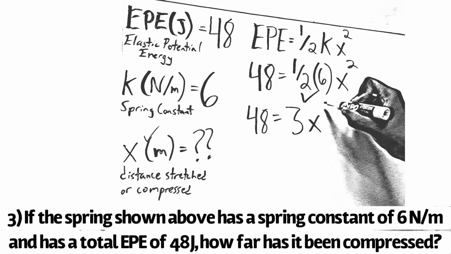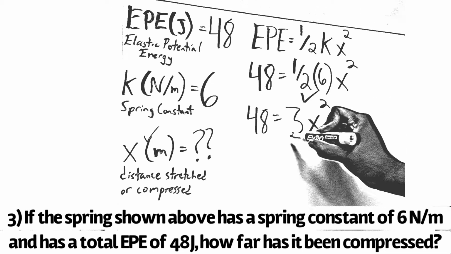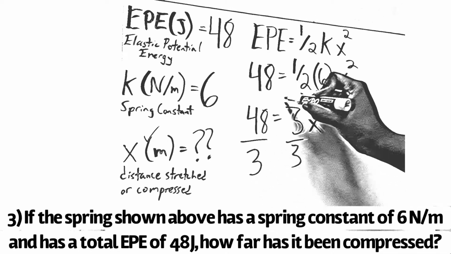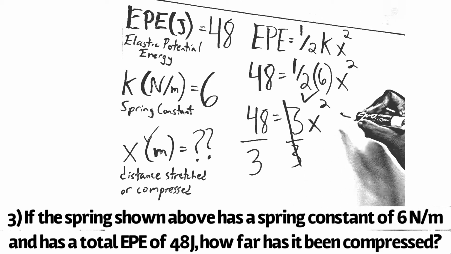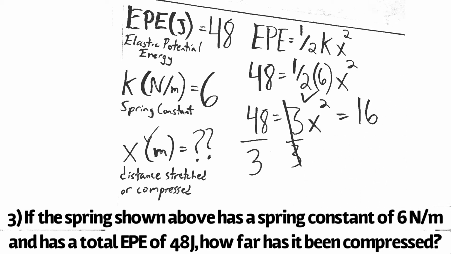We now need to get X squared by itself. It's being multiplied by 3, so we should divide by 3 on both sides. Those 3's cancel out. 3 divided by 3 is 1. So therefore, X squared is equal to 48 divided by 3. 48 divided by 3 is equal to 16. But please remember, we're solving for X, not X squared. So what times itself equals 16?